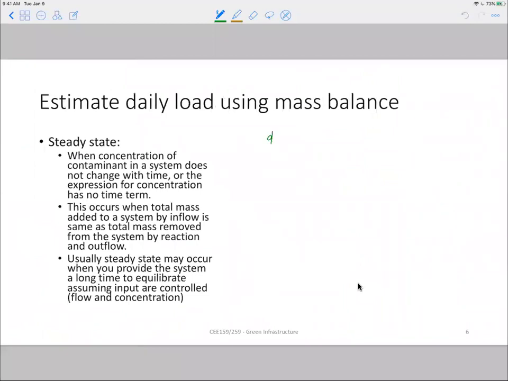So again, steady state means dm over dt in a system doesn't change, meaning the derivative would be 0. That means we can say that the mass in the system would be always constant, that C times V of the system would be constant. I'm sorry, this is not 0, this is constant. So this is a specific case.